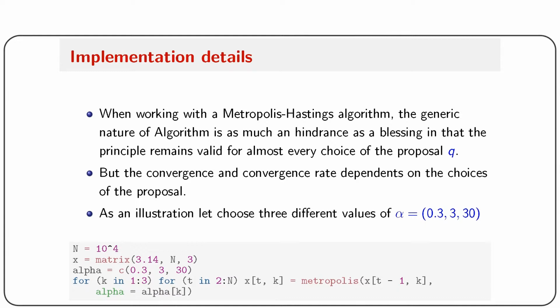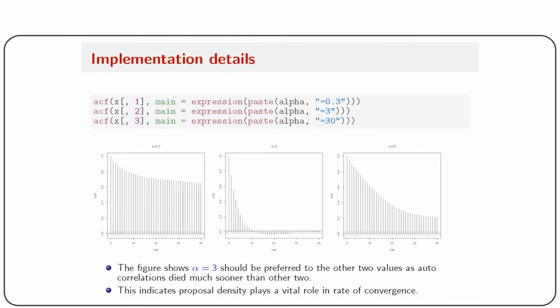For different alpha, we'll generate the Metropolis-Hastings algorithm. Then we'll do the ACF plot separately for the 3 different Metropolis samples generated for the 3 different choices of alpha, and it looks like this. The figure shows alpha equals 3 should be preferred to the other 2 values, as autocorrelation died much sooner than the other 2. This indicates the proposal density plays a vital role in the rate of convergence.